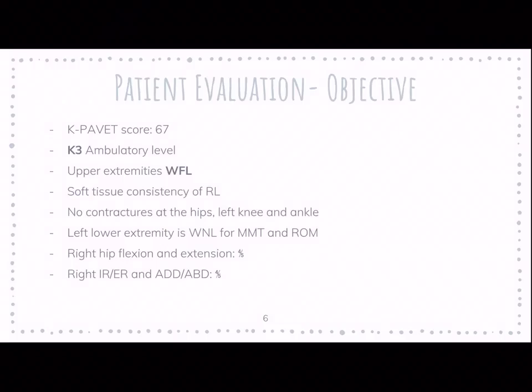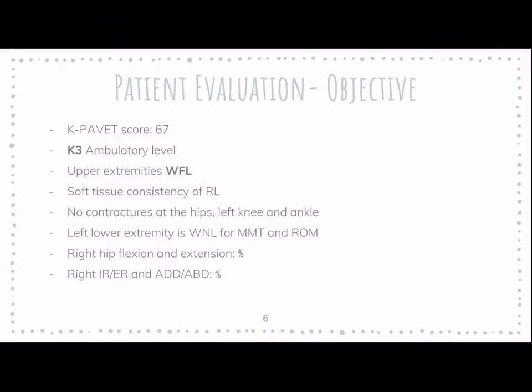So moving on to the objective patient eval, it revealed that her upper limbs are not involved. They're working within functional limits. The consistency of her limb is soft, and she doesn't have any contractures at the hip. And her left leg, the sound side limb, is completely intact.